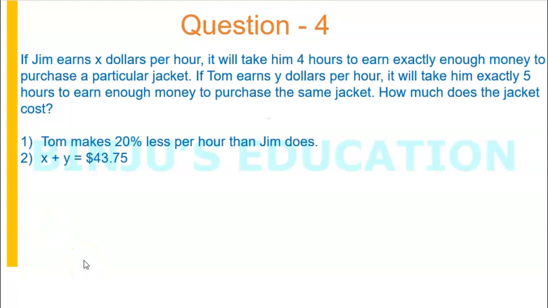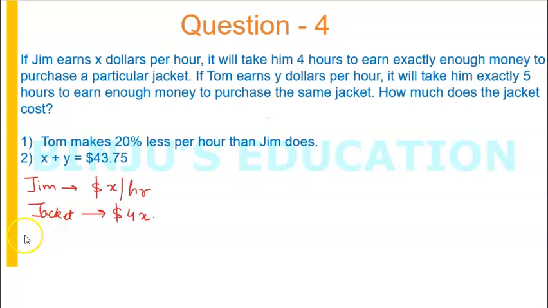Alright, let's see what we can do with this one. If Jim earns X dollars per hour, it will take him 4 hours to earn exactly enough money to purchase a particular jacket, which means the cost of the jacket will be 4x dollars, because he's earning X dollars an hour and it will take him 4 hours. That means the jacket will cost 4x dollars.